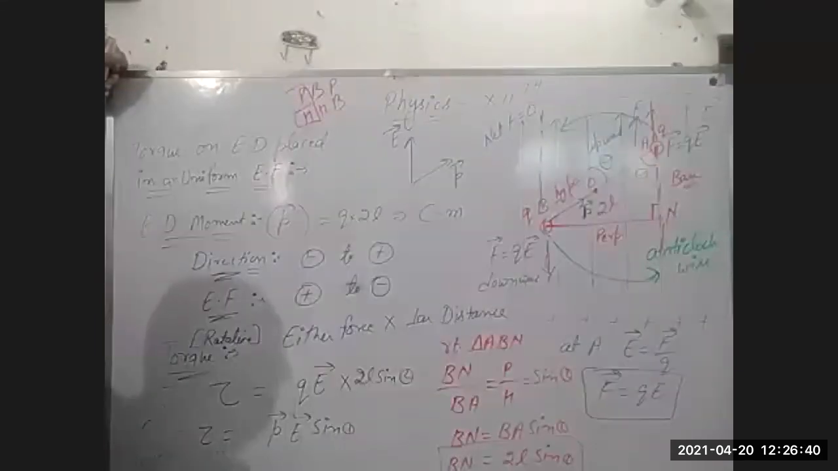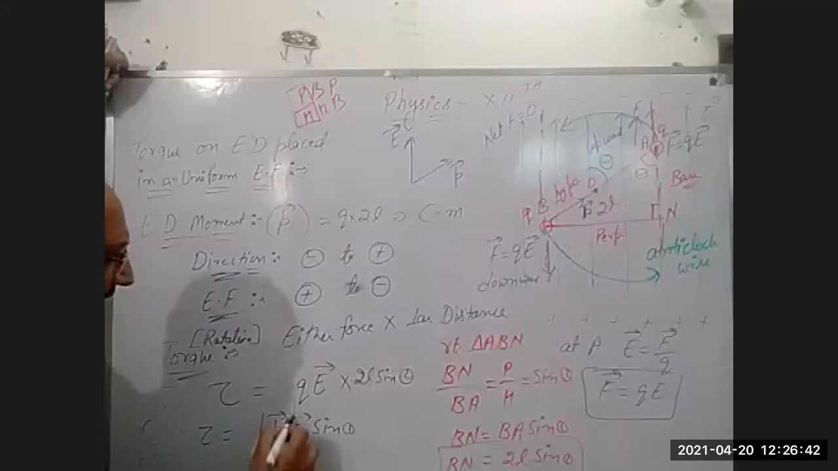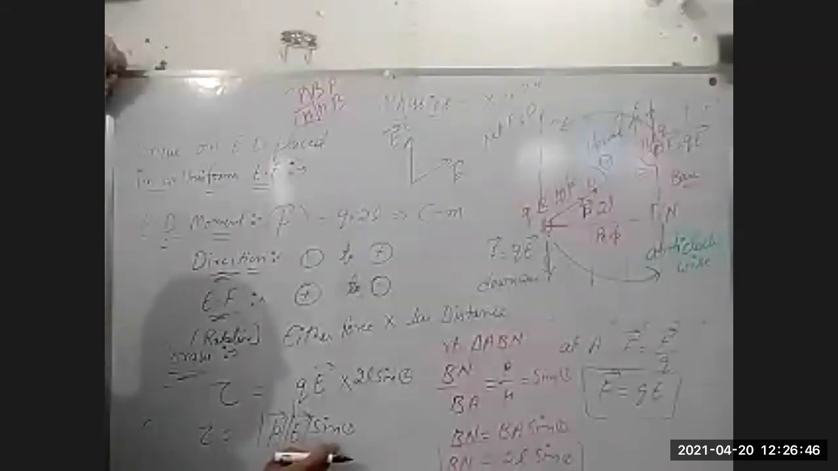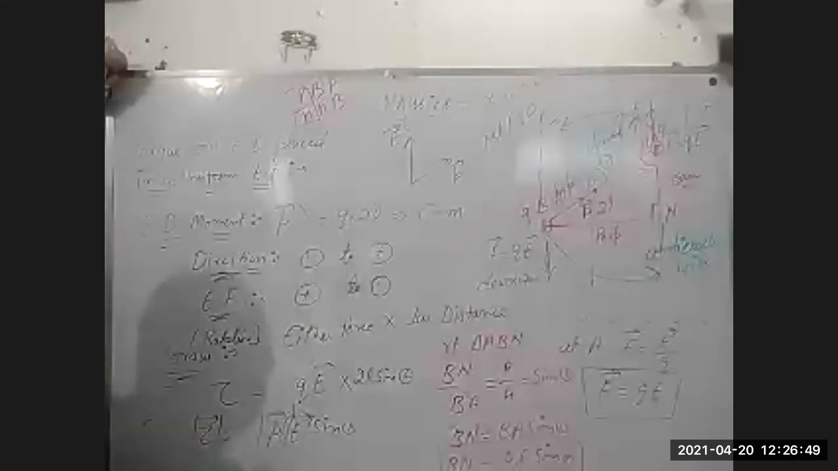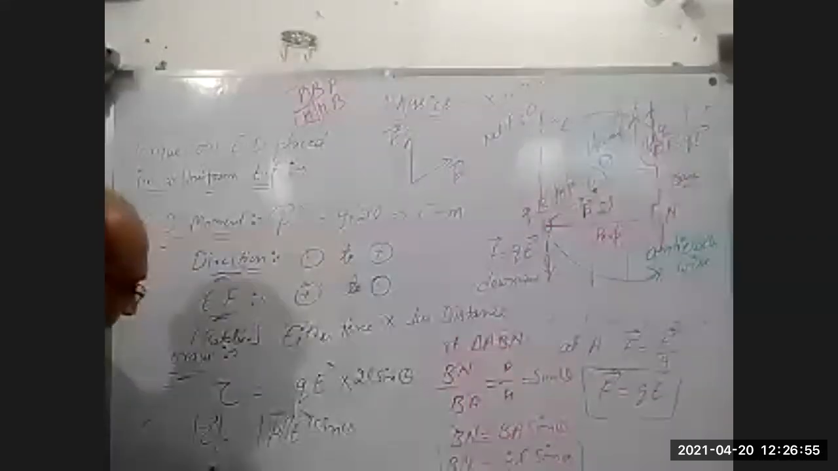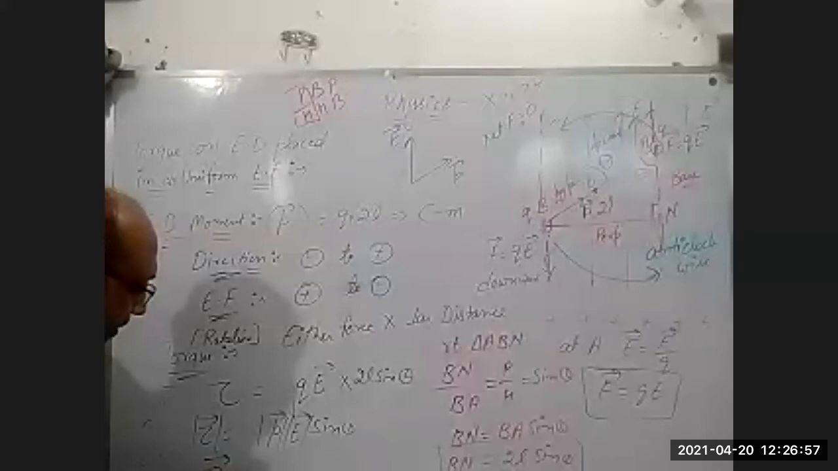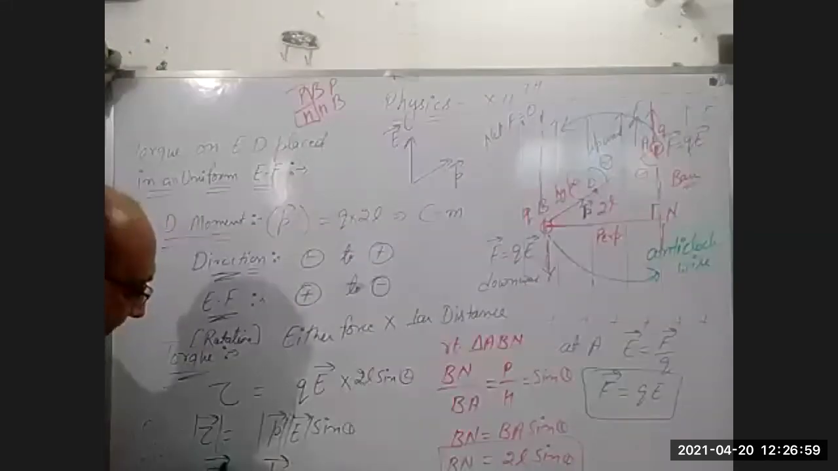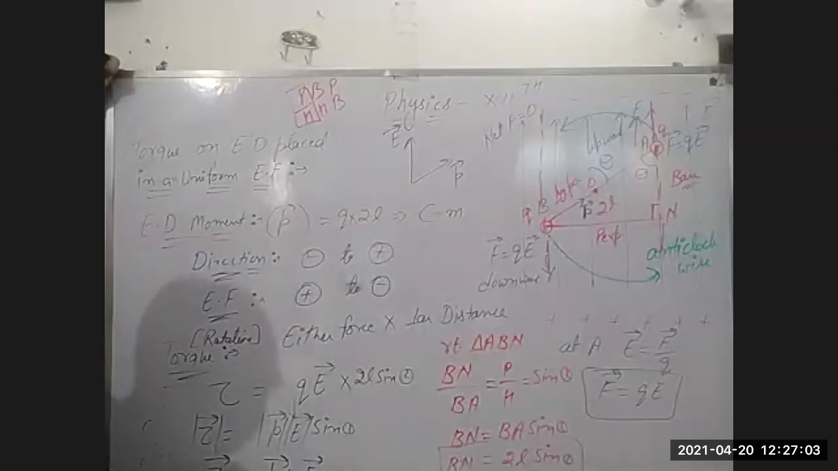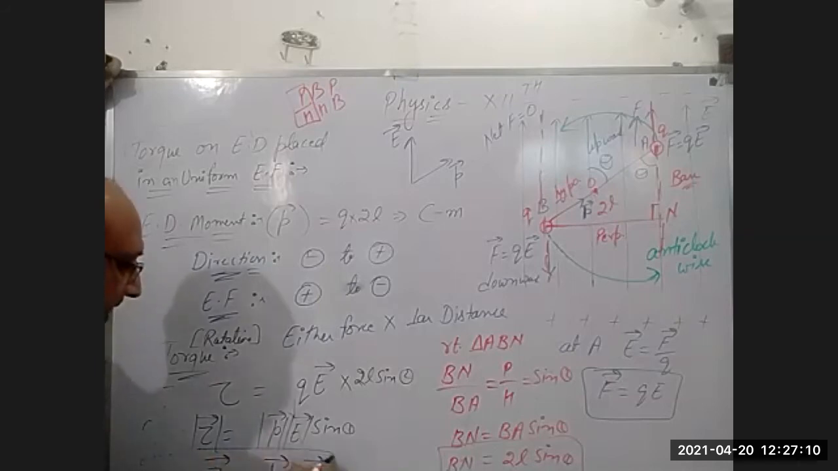But one thing more. This is not the vector value, because sin theta is there; these are magnitude values. If you want to take these values in vector form, then you have to write torque vector equals vector P cross vector E. You have to write it in this way.